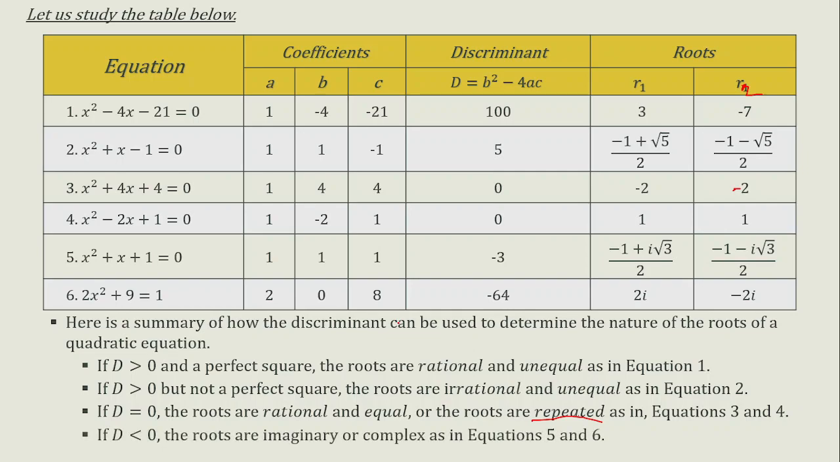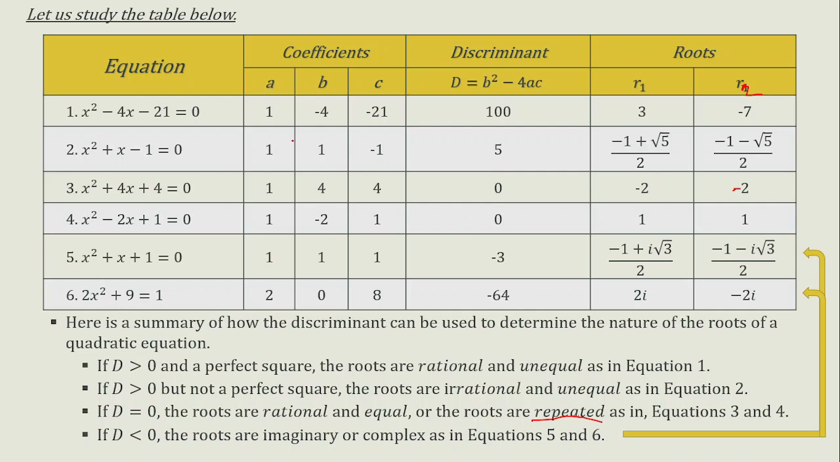And the last case, we have A. If the discriminant is less than 0, pag yung discriminant natin is a negative number, the roots are imaginary or complex as in equation 5 and 6. So for equation number 5, let's analyze. So the discriminant is negative 3, so it is less than 0. So it means the roots are imaginary.